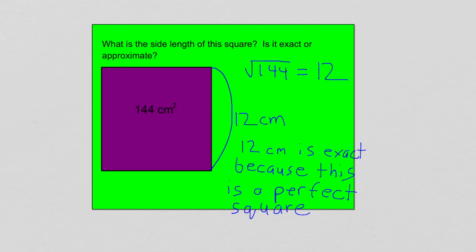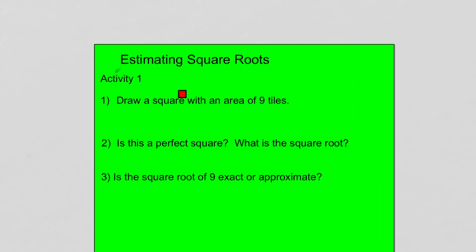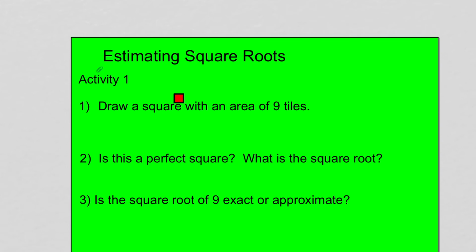So for the next activity we did, we're going to start estimating square roots, but we started off with what we already knew. So we started with a square that has an area of 9. It's not the best square ever. This is a 3 by 3 square that has an area of 9. So 9 is one of our perfect squares. So is this a perfect square? Yes.